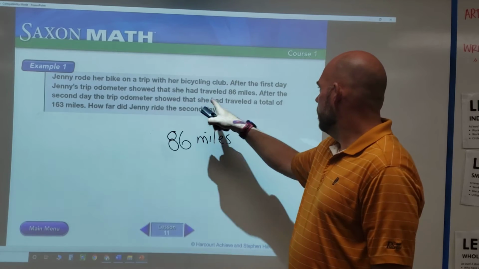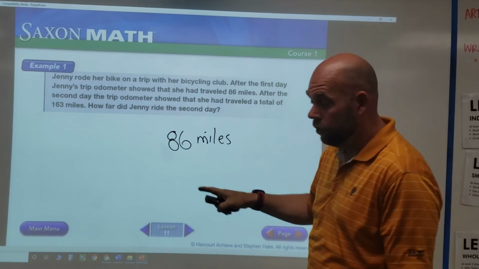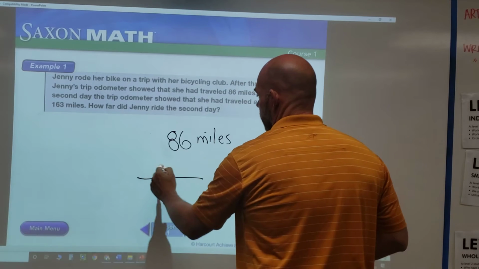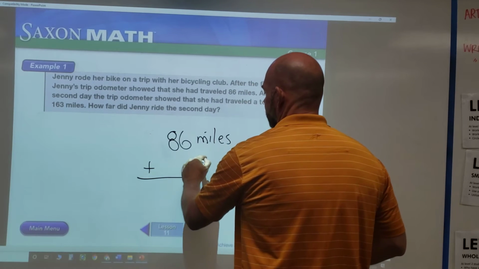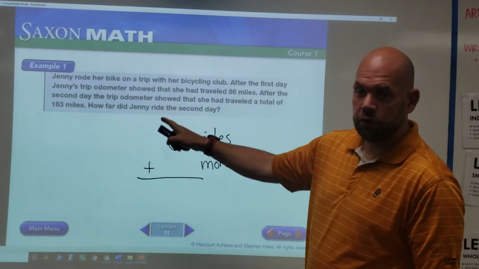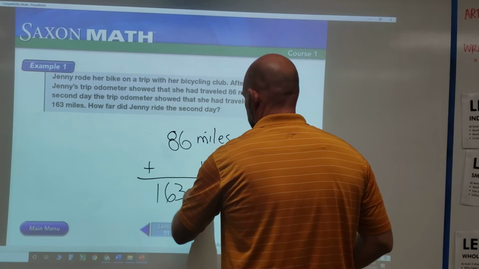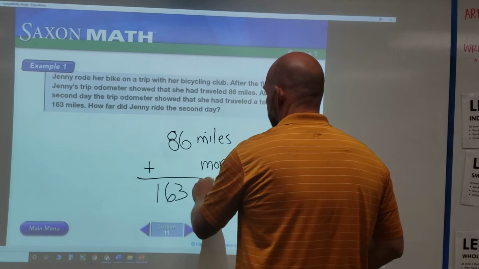Jenny's trip odometer, after the second day, her trip showed she had traveled a total, so that's going to be down here. So we know the second day was some more. And then we know her total is 163 miles. All right, so now we've written out our problem.